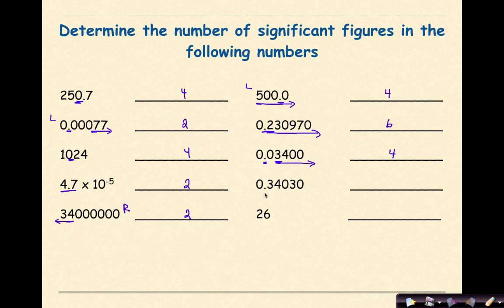Same situation. Decimal is present. So the 3 and everything going over, including that trailing 0 at the end, is significant. So that means I'm going to have 5 significant figures here. And the last number is just sort of a gimme because there are no zeros. So everything is significant. Therefore, there are 2 significant figures here.